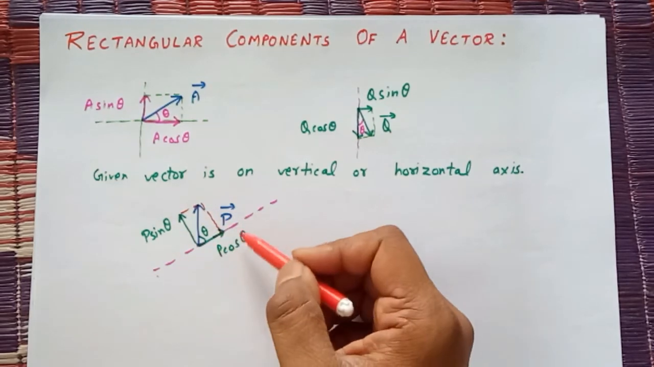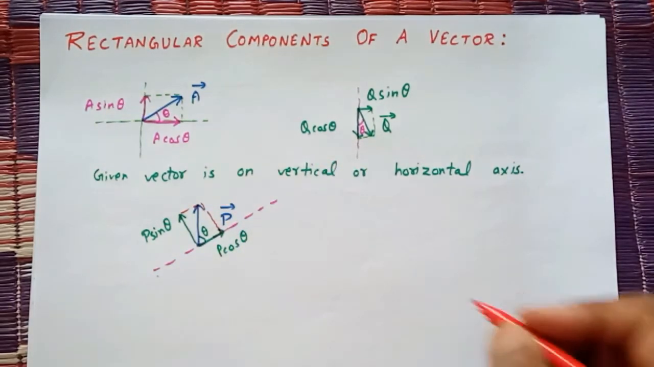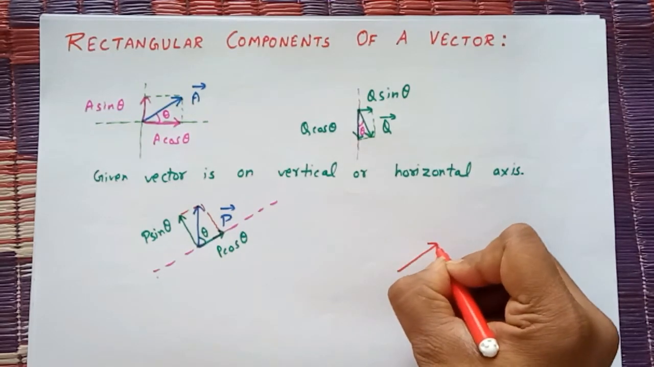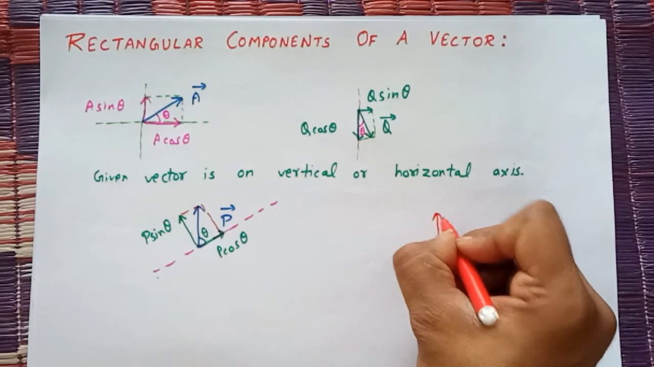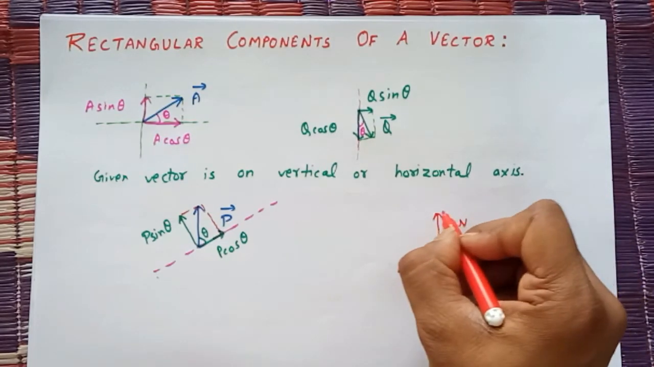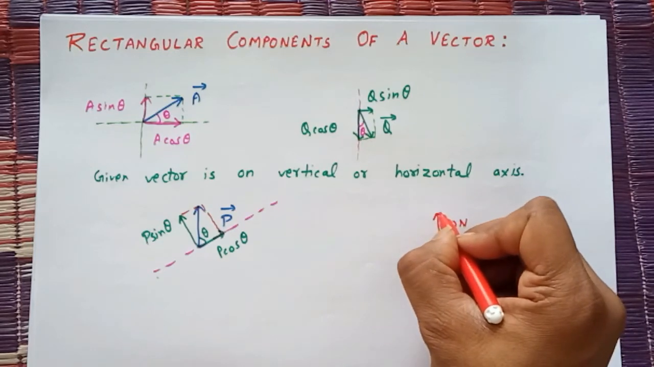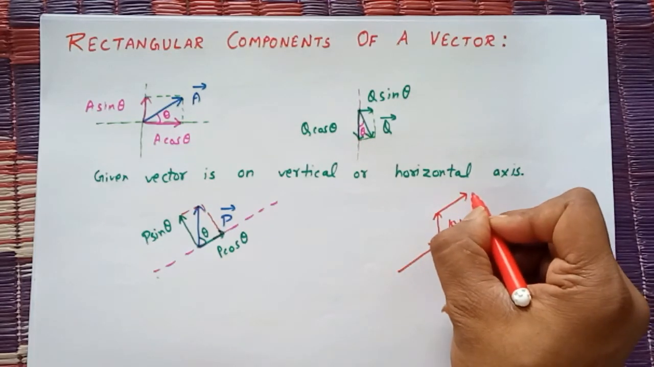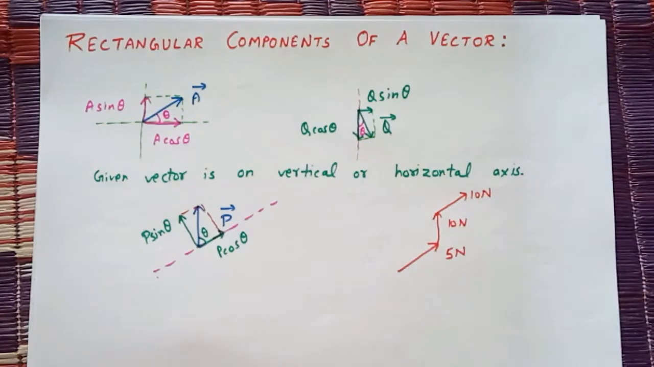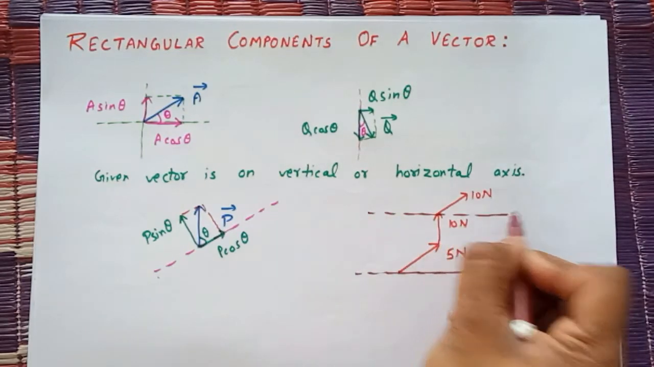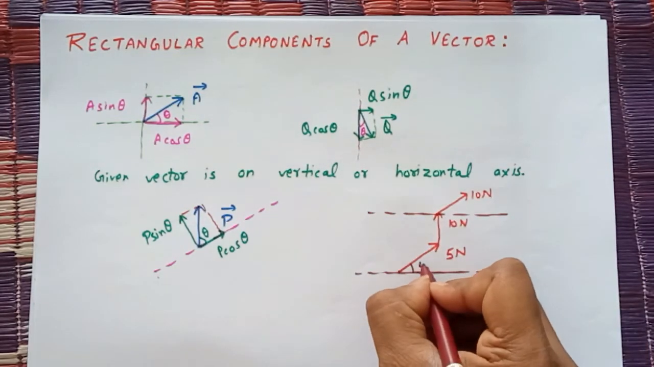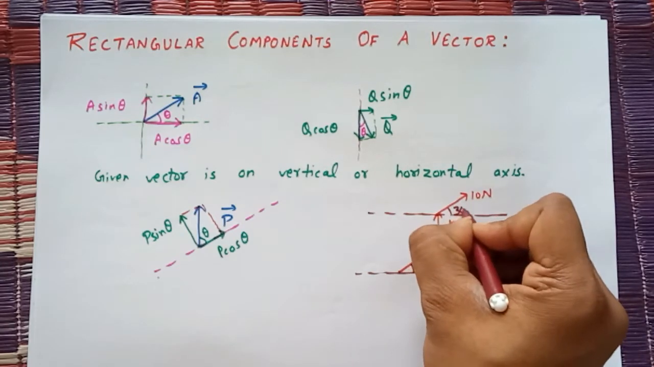Where do we use these concepts? Suppose a question is given that this one is a 5 Newton force, this one is a 10 Newton force, and again this one is a 10 Newton force, and I have to find the resultant. So how will I find the resultant? Let the angles also be given. Let this angle be 45 degrees and this angle be 30 degrees.